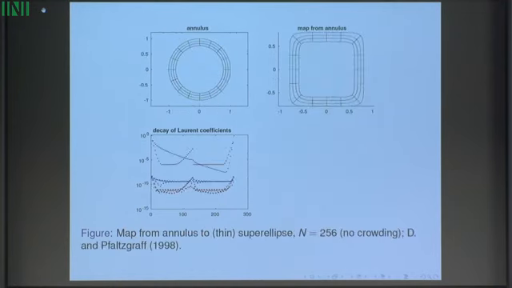Let's see, there's the annulus case. So this is a thin region, but there's really no crowding because you're mapping a thin region to a thin region. It's a little hard to read, but I think we use the first half of the Fourier coefficients from the outer circle and the last half from the inner circle.